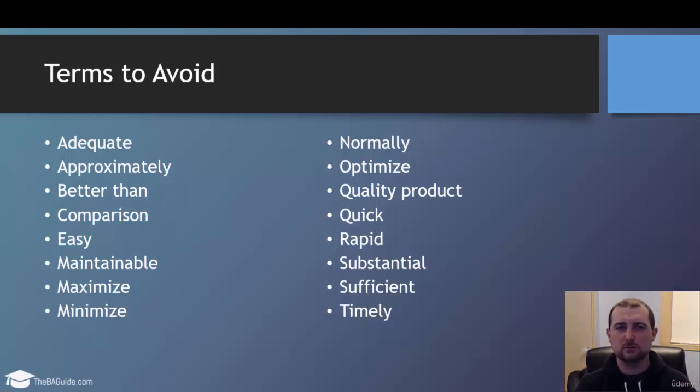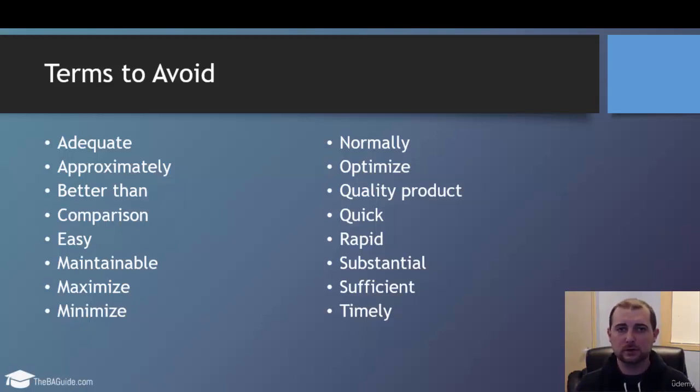Approximately, same thing. It should respond in approximately 7 seconds. What does that mean? Does that mean 6 seconds, 5 seconds, 2 seconds? Does approximately mean 12 seconds? Is that close enough? It's all up to interpretation.